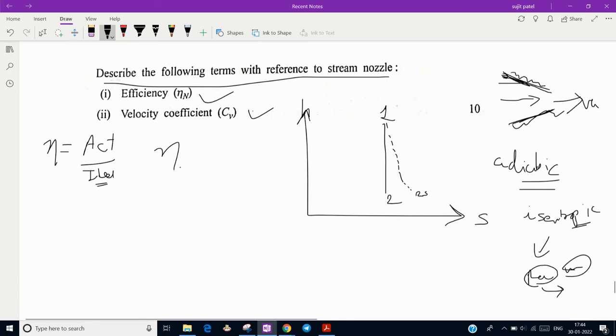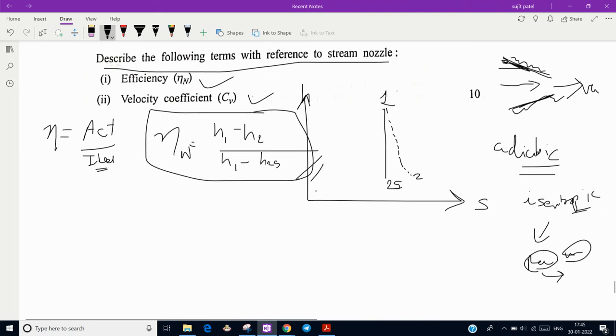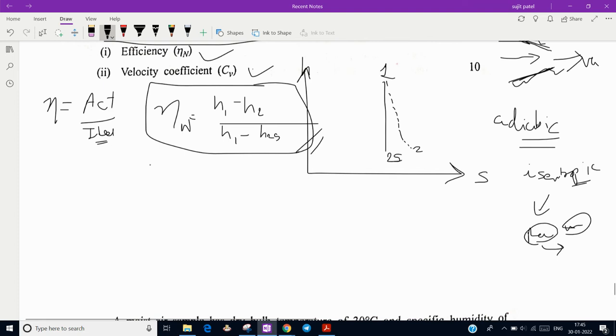So what is the efficiency of the nozzle? It is the enthalpy difference: in the actual condition it is H1 minus H2, and in the ideal condition it is H1 minus H2s. Okay, so this is the efficiency of the nozzle.